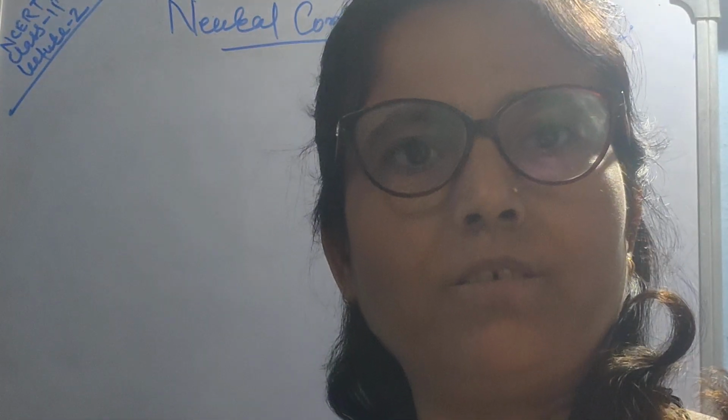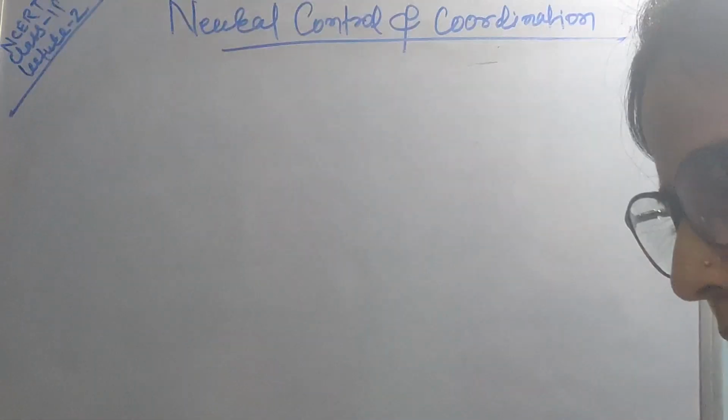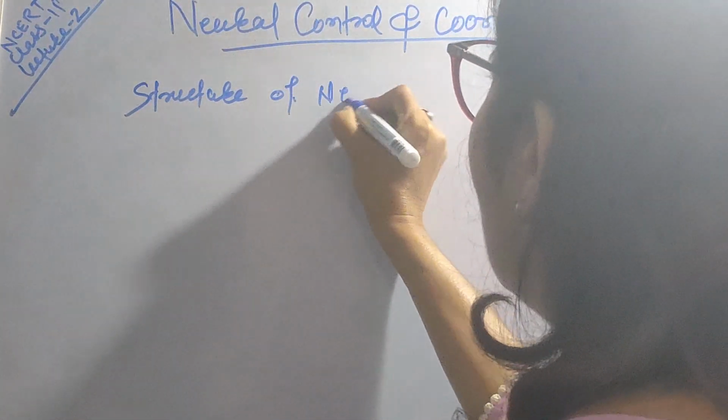In the last class of neural control and coordination, we discussed what coordination is, homeostasis, the simplest type of neural system and the advanced type of neural system, etc. Today we'll continue with the structure of a neuron. So let's start. Structure of a neuron.